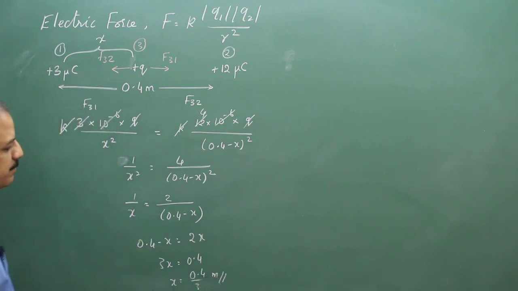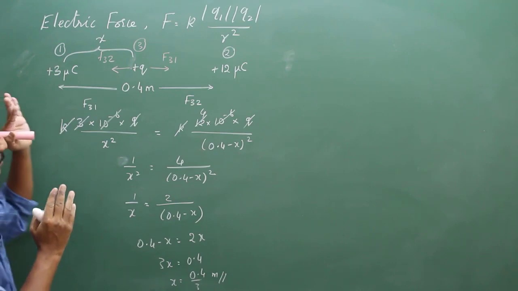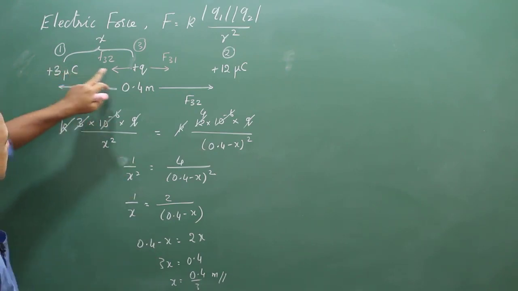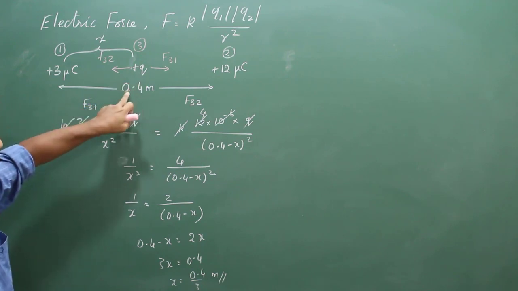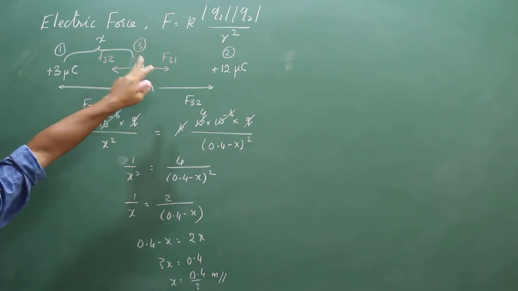Now this is a very simple problem. The only thing is, the conceptual part is much more important here. Now this gives you the distance. If I place this third charge at a distance of 0.4 by 3 meters from plus 3 microcoulomb, it is going to experience zero force.